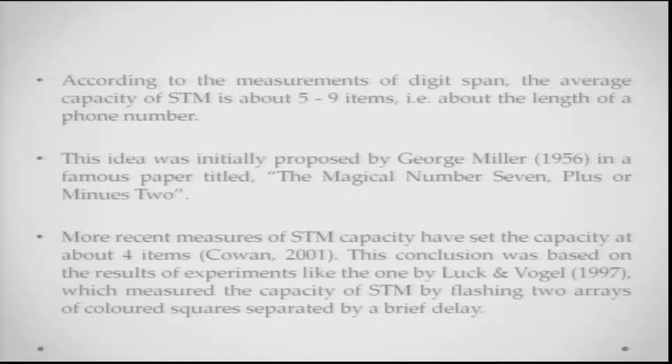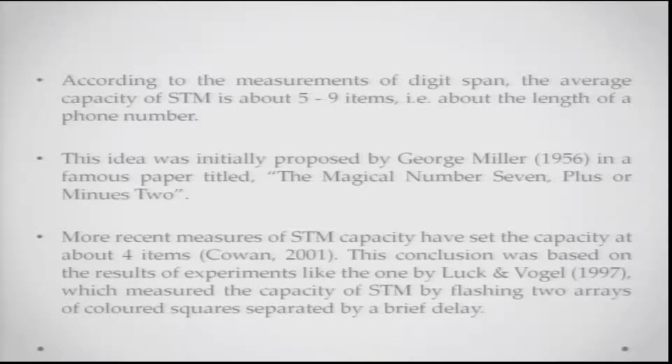Now, this idea was initially proposed by George Miller in 1956, where he wrote a very significant and important paper called the magical number 7 plus or minus 2. So, you are saying the capacity of the short term memory is around 7 plus minus 2 items. More recent measures of short term memory capacity, however, have set the capacity limit to be about 4 items. This is a more recent finding in the work of Cowan in 2001.